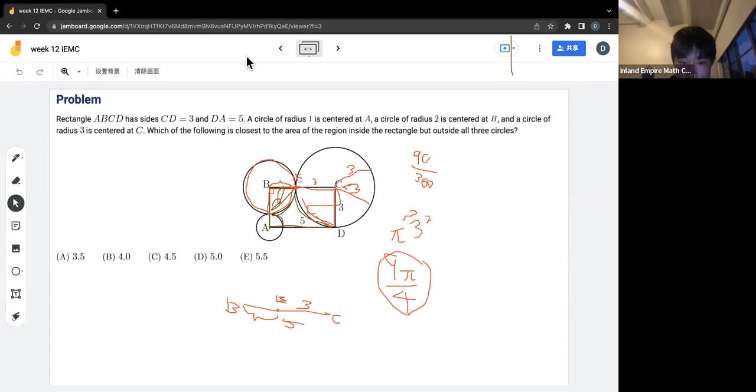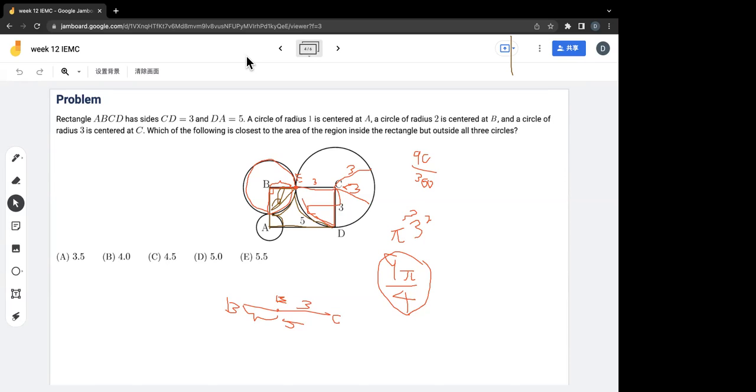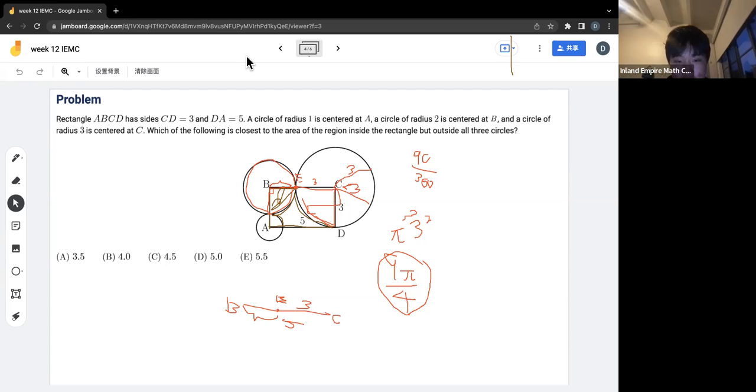Does anyone have any ideas for that? So what that means is that 5, which is the total length, minus this inner length over here, is going to be 2, which means that BE equals 2.